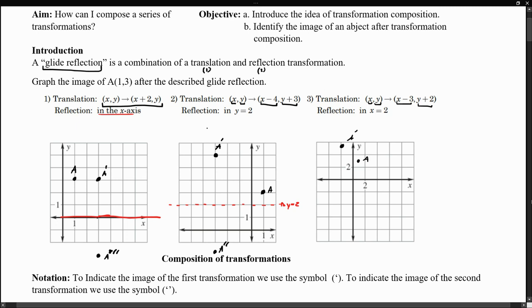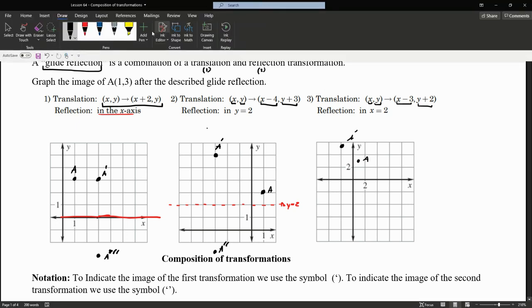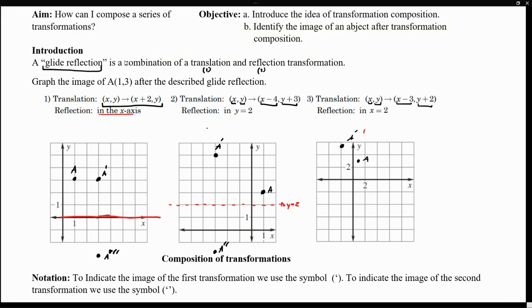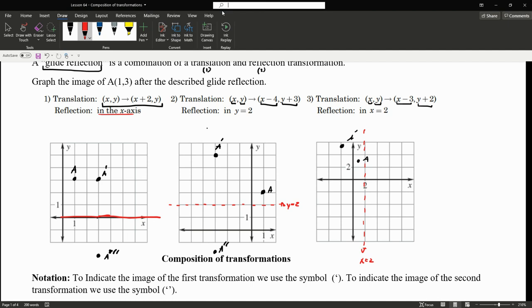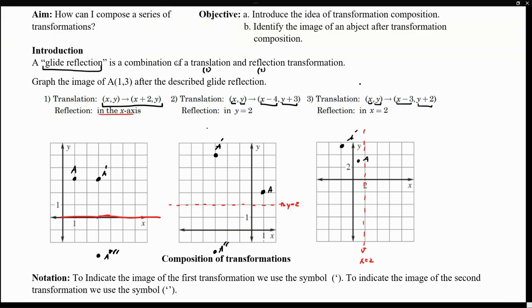Let's perform the reflection over the line x equals 2. Let's see, where is x equals 2? Well, x equals 2, it's this vertical line right here. So let's just perform our reflection. So notice that this point is 4 units away from x equals 2. So therefore, after performing our reflection, it should still be 4 units away. So that would be 1, 2, and that would be 4 right here.